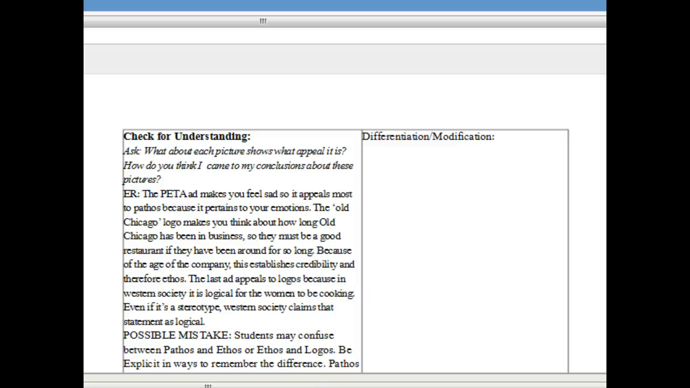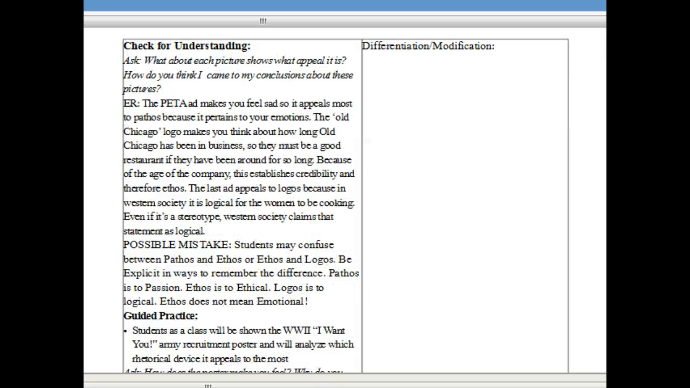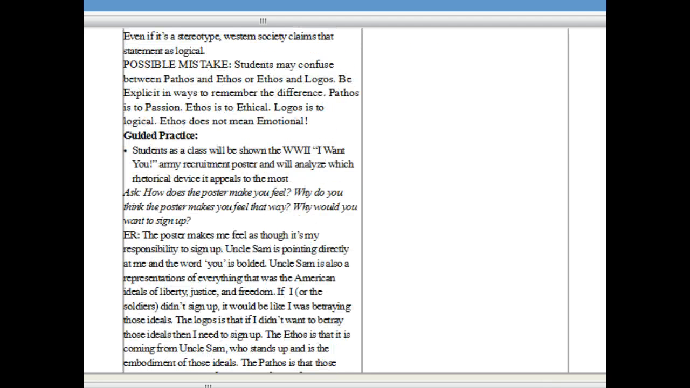All right, so checking for understanding. How do you think I came to my conclusions about these pictures? I love that you modeled and then you asked them to speak back to you about the modeling. Really good. You even anticipated some mistakes. For the guided practice, right, the Army recruit poster, that's nice. That's a nice kind of cross-curricular piece. Think about if you were to line this up with a history teacher or something like that.